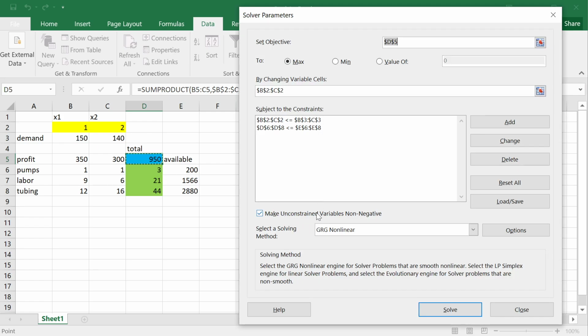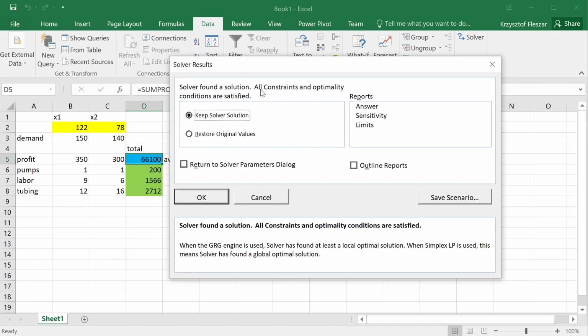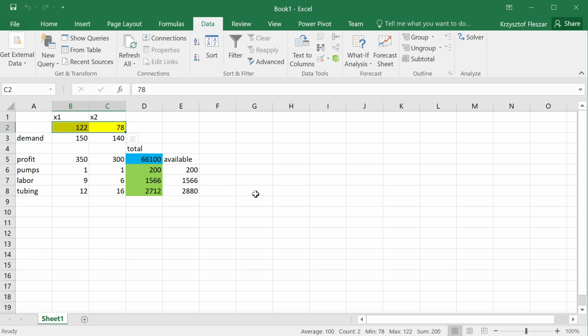And then we can say unconstrained variables should be non-negative, which will take care of the variables never being negative, right? Not being allowed. I'll also choose simplex LP because this is a linear programming model. And if you solve this, hopefully I have a correct model. It says Solver found a solution, optimality conditions are satisfied, and I will keep the solution, and I will actually be able to see the optimal plan is to produce 122 aquaspas and 78 hydroluxes.